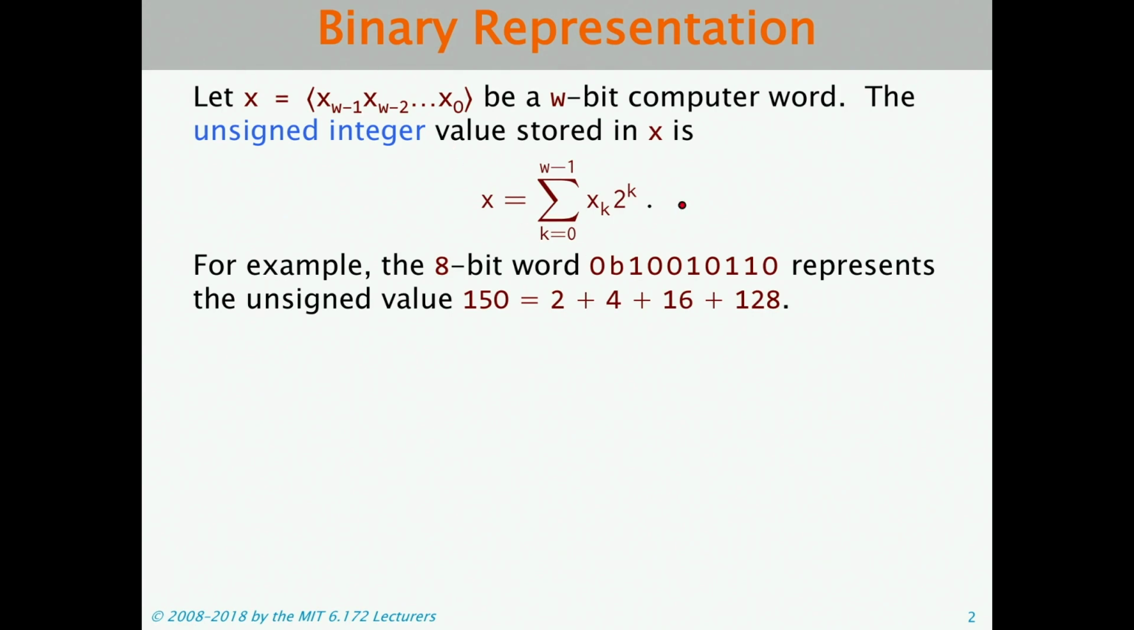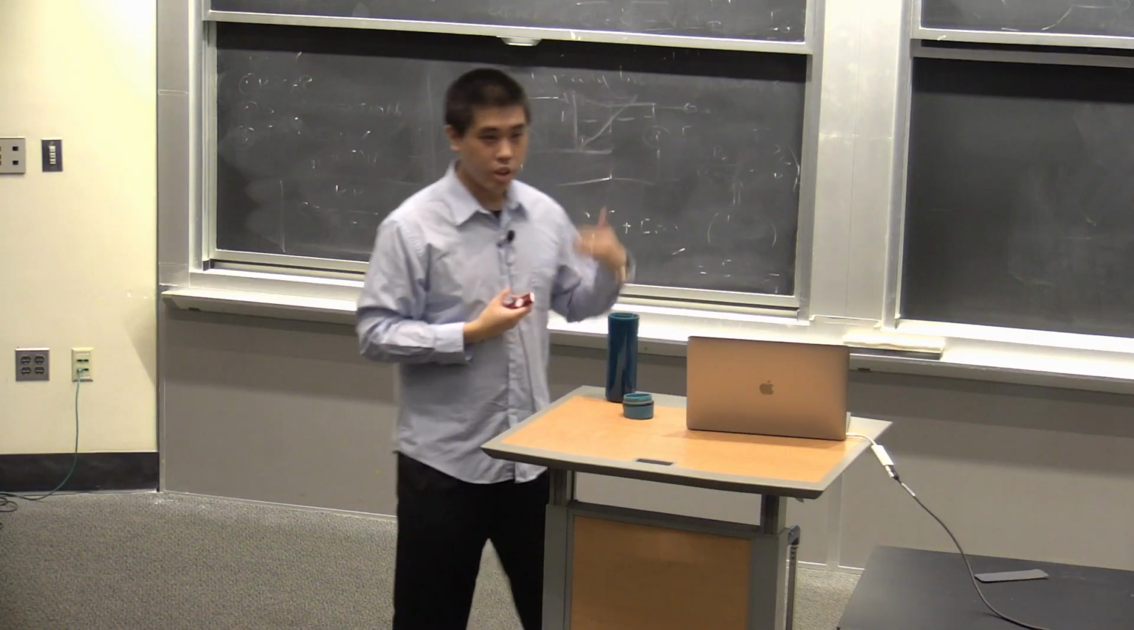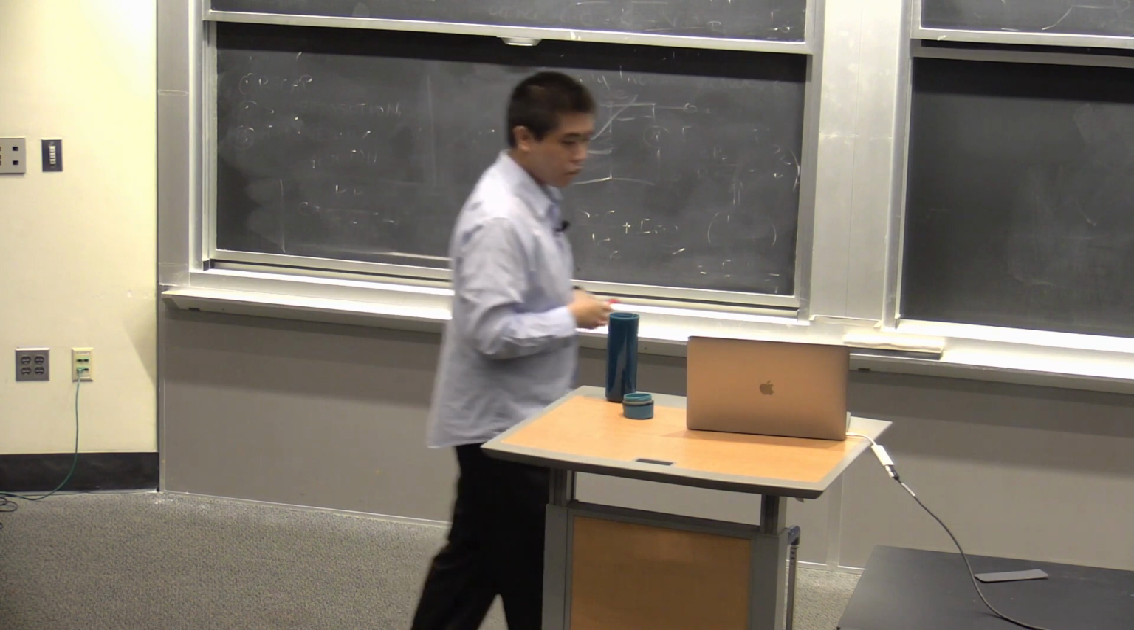So for example, let's say we have this 8-bit word here. If we apply this equation, first we get 2 because there's a 1 bit in the first position. So we multiply 1 by 2 to the 1, which is 2. Then in the second position, we also have a 1. So we multiply 1 by 2 to the 2, which is 4. And then we have 16 and 128. So we just sum up all of these powers of 2, and that gives us the unsigned integer value. And the 0b prefix here represents a binary constant, so that means we're going to interpret this constant as a binary value.